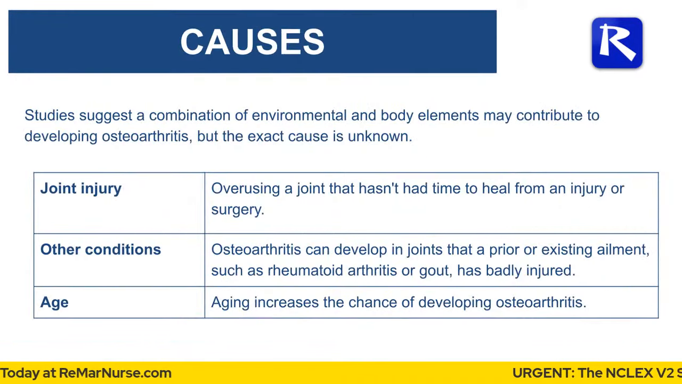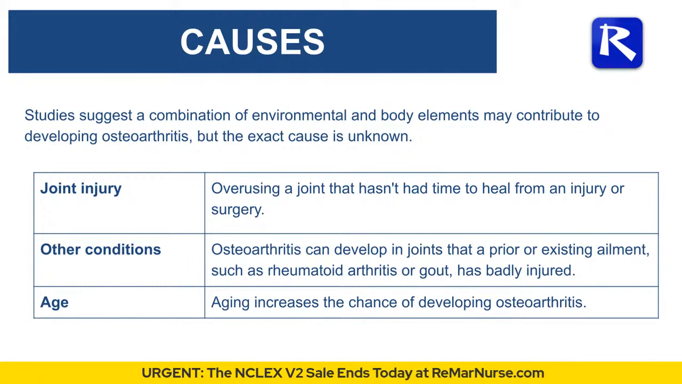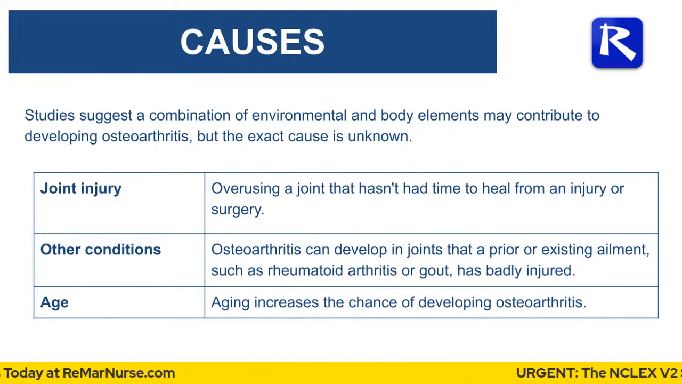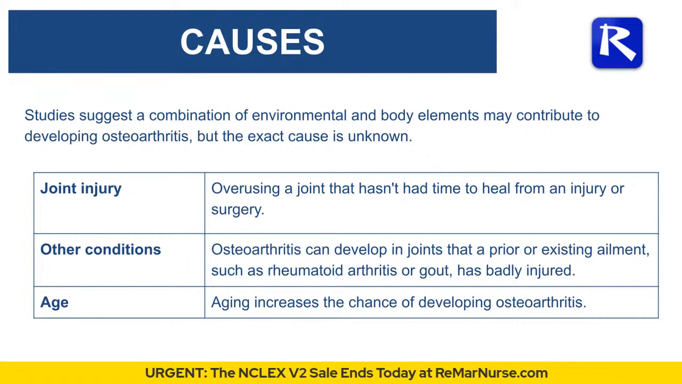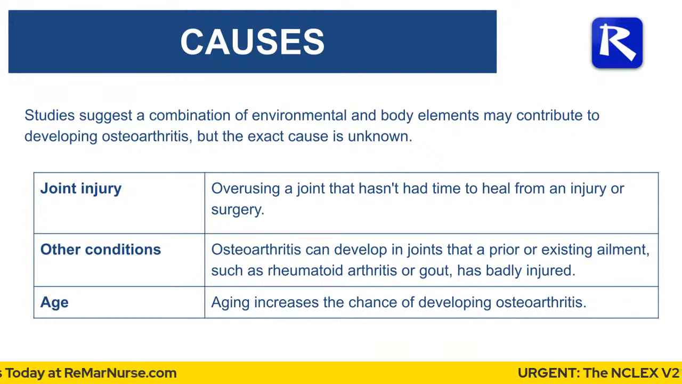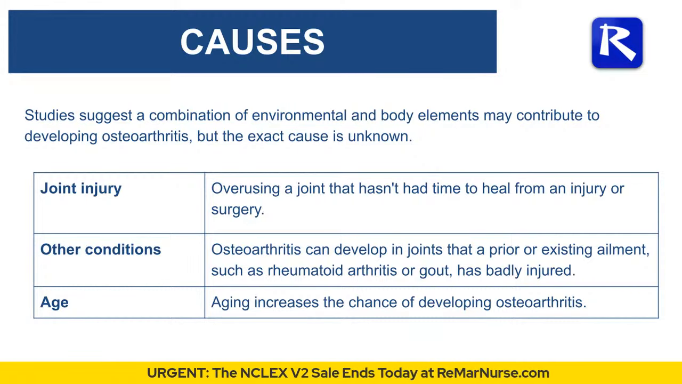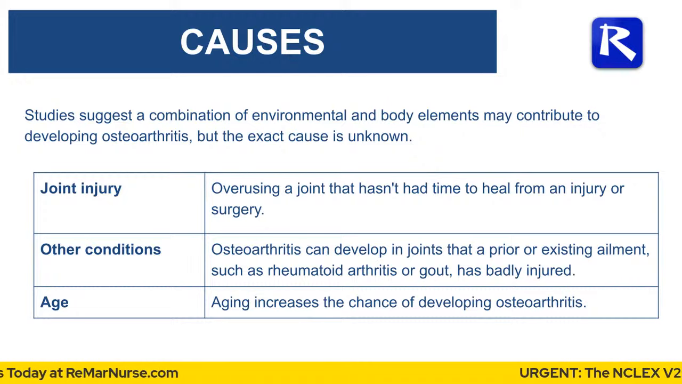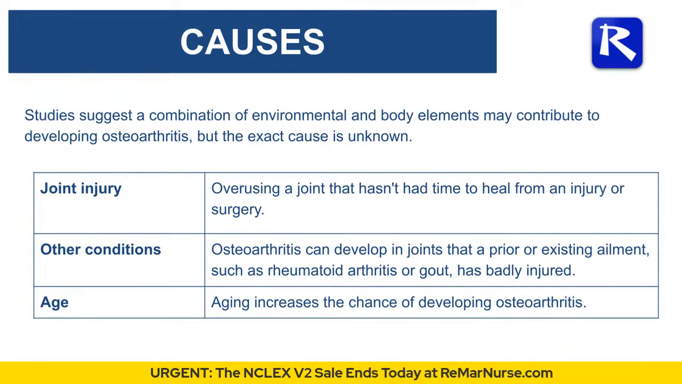Let's move on to studies suggest some causes. So what are some causes of osteoarthritis, which is what we're actually talking about? Studies suggest a combination of environmental and body elements may contribute to developing osteoarthritis, but the exact cause is unknown, okay? Now, joint injury. So overusing a joint that hasn't had time to heal from an injury or surgery, definitely, okay? Also, other conditions, osteoarthritis may develop if there is a pre-existing ailment such as rheumatoid arthritis or gout, or somebody's badly injured, all right?